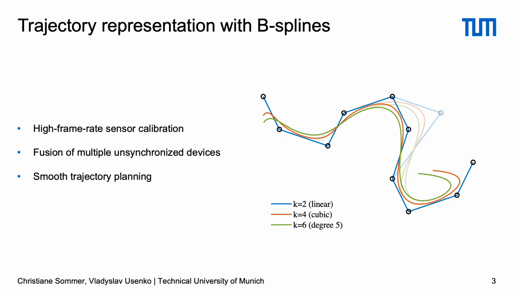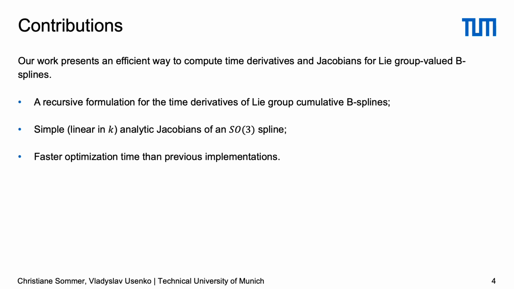Continuous time trajectory representations using B-splines are used in many computer vision tasks, but the current implementations require heavy computations and do not achieve real-time performance. In this work, we present a fast and elegant approach to compute time derivatives on the Lie group B-splines.